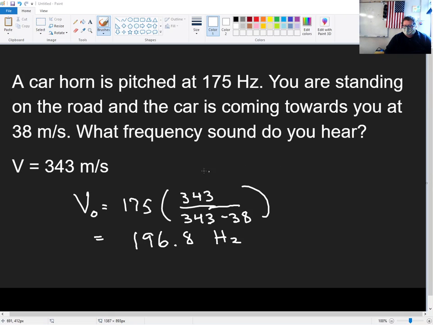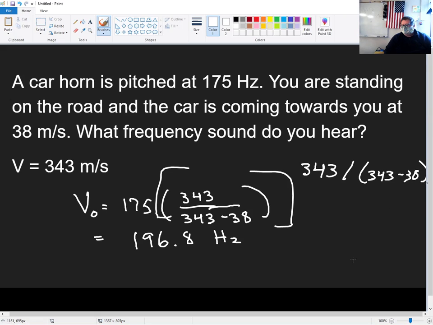So if I was going to put this part in my calculator, I'd have to type it in like this: 343 divided by parentheses 343 minus 38, close parentheses. And then I would do that times 175 and get my answer. Okay, let's look at one more.